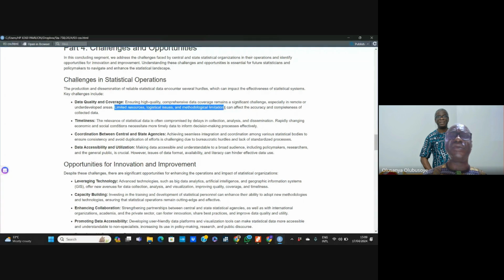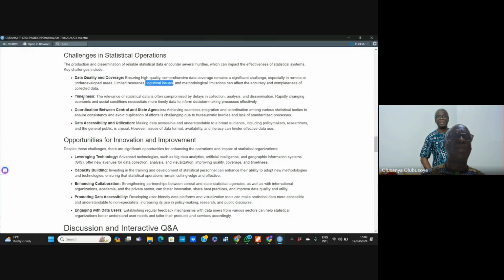Government in Nigeria doesn't invest in data. They don't see data as a priority, as very important. They prefer to dig boreholes, not knowing how many people will benefit. So they invest in what is visible, because they want to impress people. So they don't invest in data. Hence, limited resources for those statistical organizations. There are logistical issues, even political issues, which I have already highlighted.